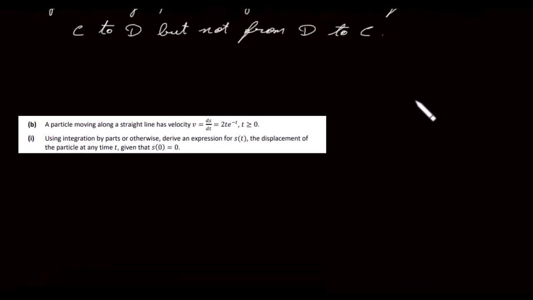Okay, next question then. In part B, a particle moving along a straight line has velocity v equal to ds/dt, which is 2t e to the power minus t, and t is positive. Use integration by parts or otherwise to derive an expression for s of t, the displacement of the particle at any time t, given that s of 0 is equal to 0.